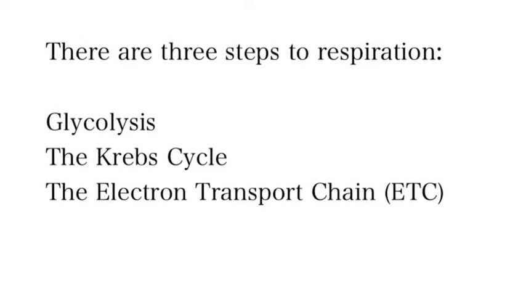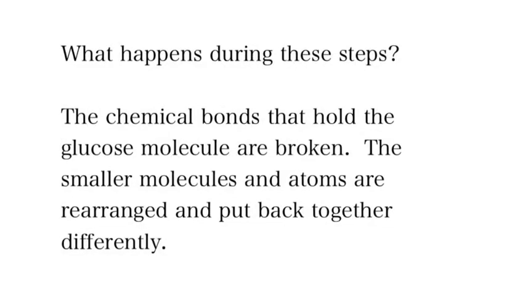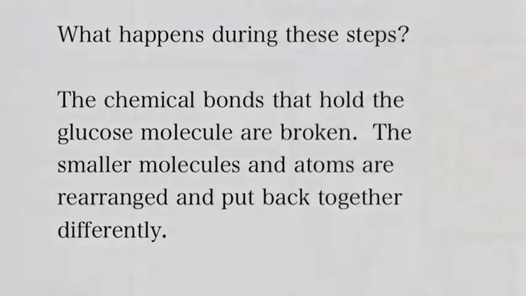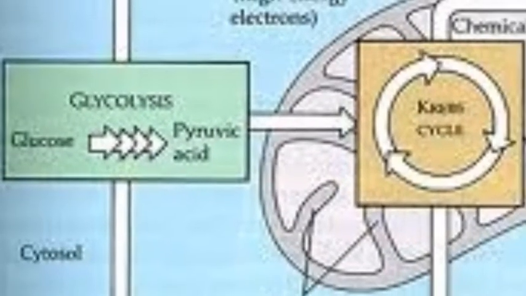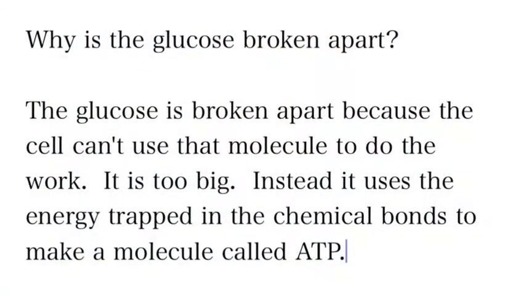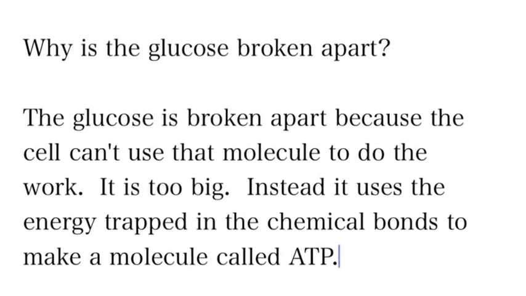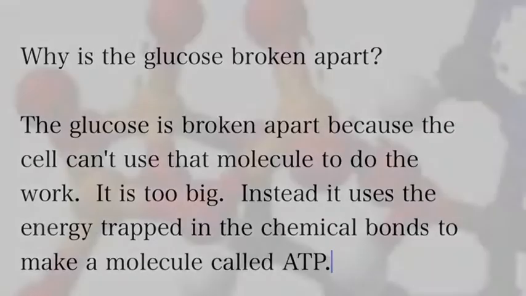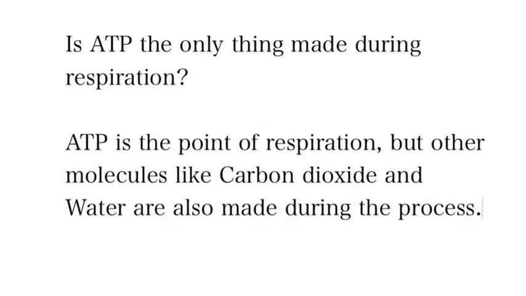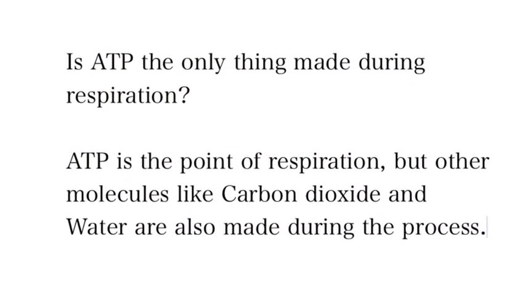So what are the steps to respiration? Glycolysis, the Krebs cycle, and electron transport chain. No, you don't have to know what happens in each one, but you do have to know what they're called. Basically what happens is that the glucose molecule's bonds are broken, and it's broken into smaller molecules. Energy is released, and when we break that molecule down, the energy makes this molecule called ATP. Okay? And ATP is something the cell can use.